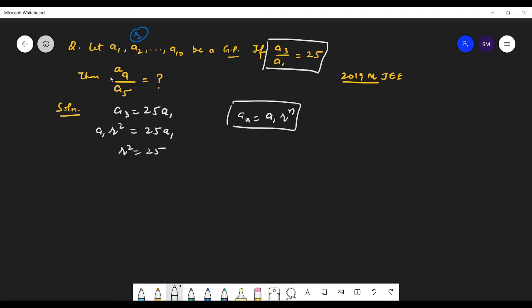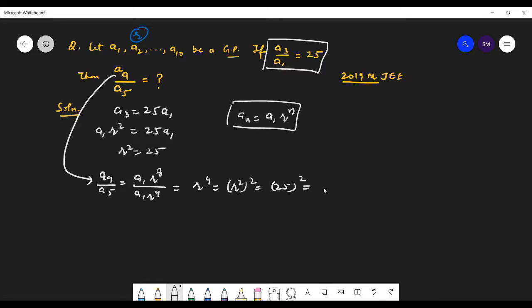Now what you need to find? A9 by A5, and that will be equals to A1 R to the power 8 divided by A1 R to the power 4. So you get R raised to the power 4, that's R square squared, which is equals to 25 square, and that's equals to 5 raised to the 4, or 625. Actually, one of the options was 5 raised to the power 4 in the paper.